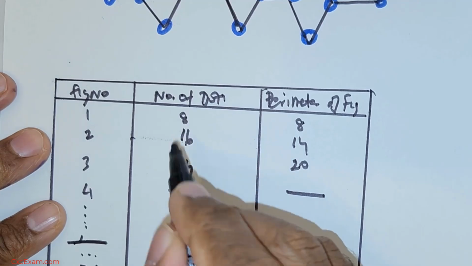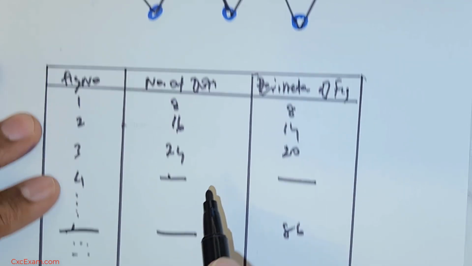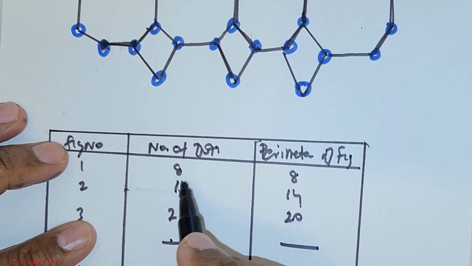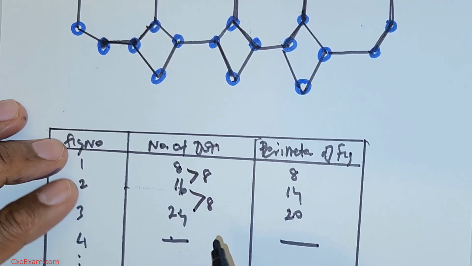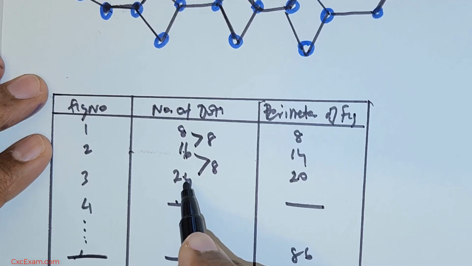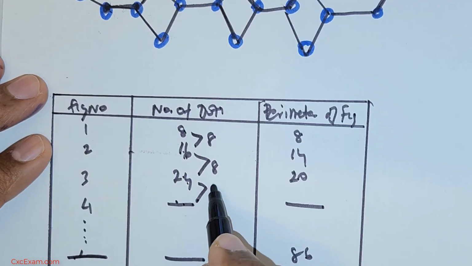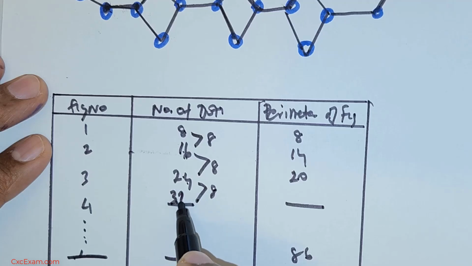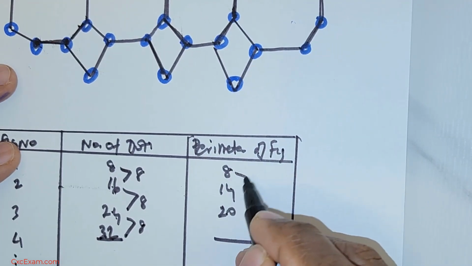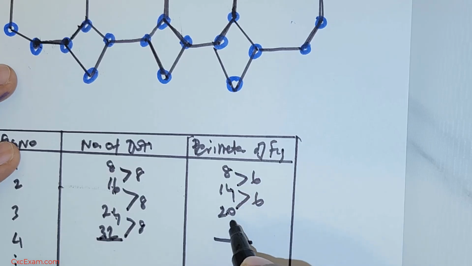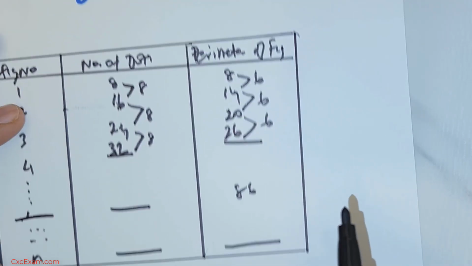Okay, so this is an AP sequence. Why do I say AP sequence? Distance between 8 and 16 is 8. Distance between 16 and 24 is 8. So definitely the next number will also differ by 8. So you add 8 to this, you get 32. Fair enough. Now distance between 8 and 14 is 6. 14 and 20 is 6. So you add 6 to this, you get the next number. So that's going to be 26.